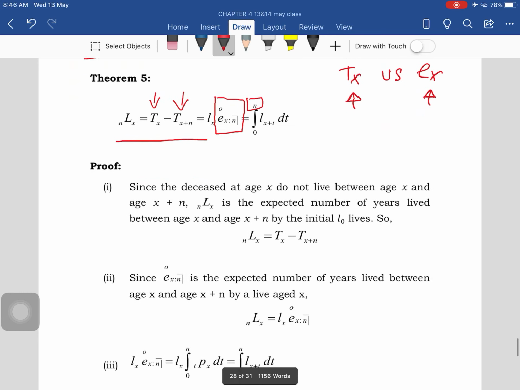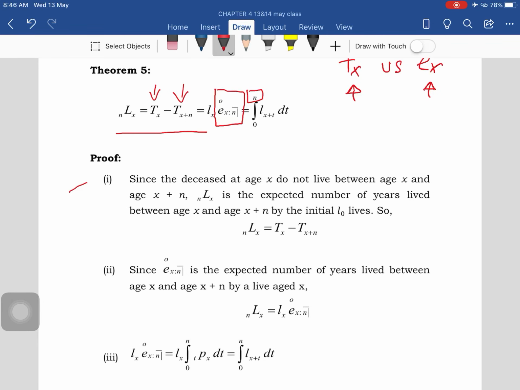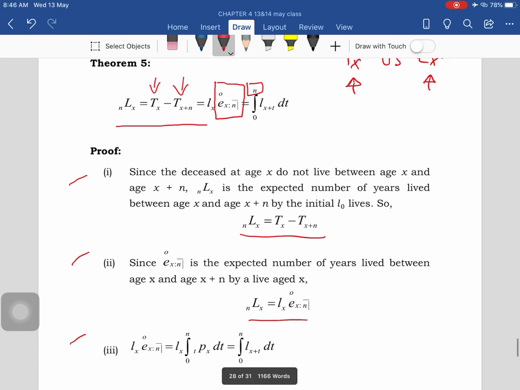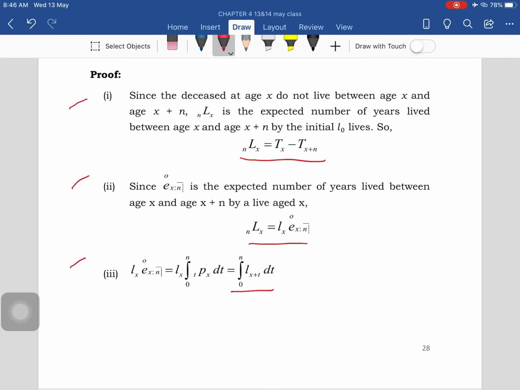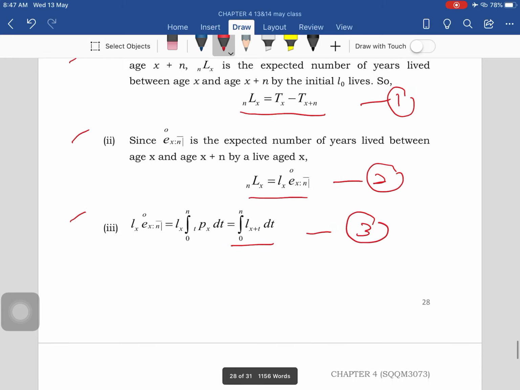So for proving part, don't worry about proving part. You just have to know the formula, these three things. 1, 2, 3 equation. Okay.